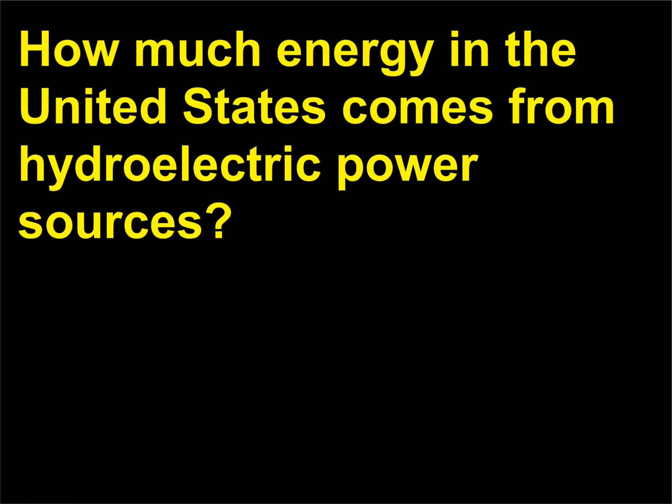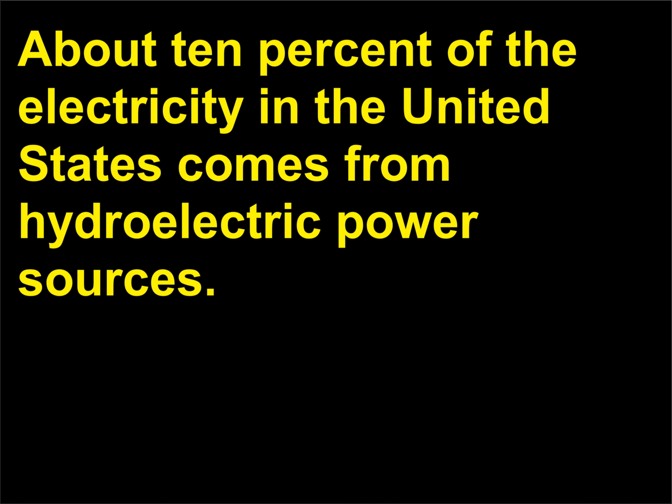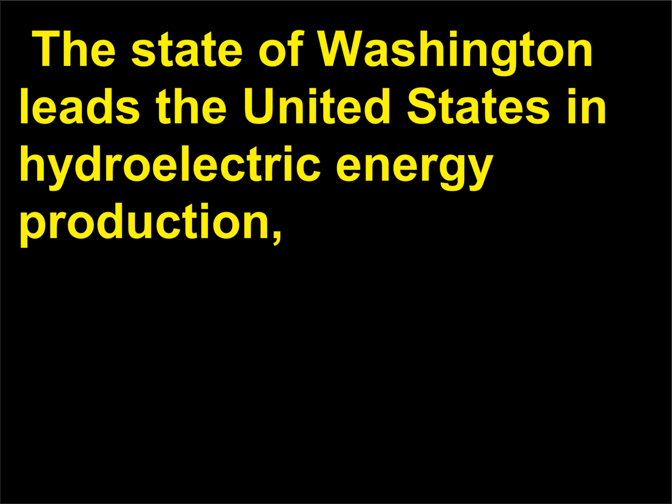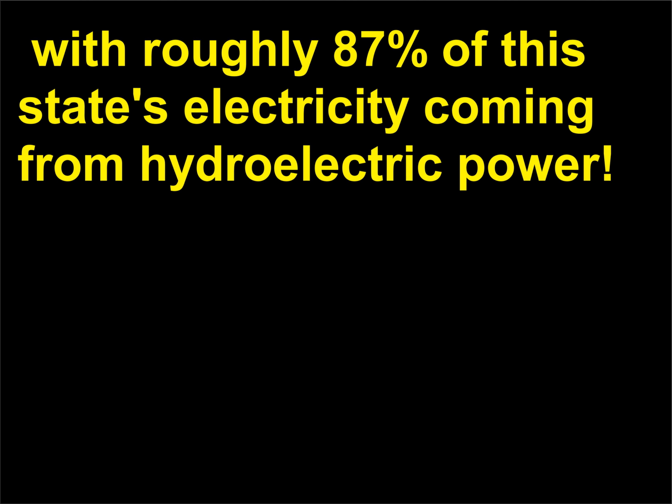How much energy in the United States comes from hydroelectric power sources? About 10% of the electricity in the United States comes from hydroelectric power sources. The state of Washington leads the United States in hydroelectric energy production, with roughly 87% of the state's electricity coming from hydroelectric power.